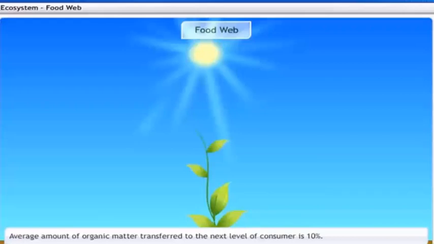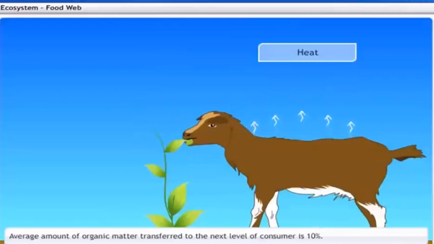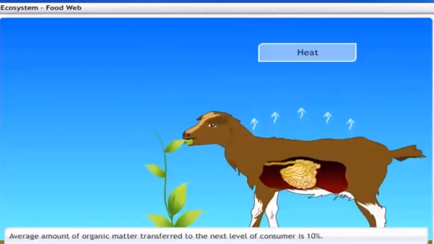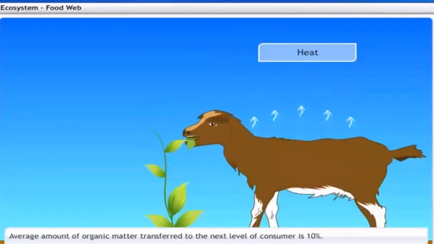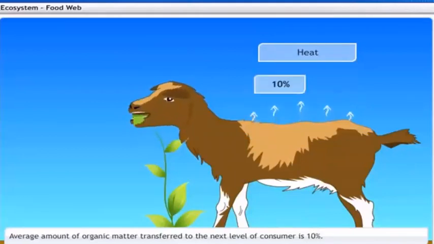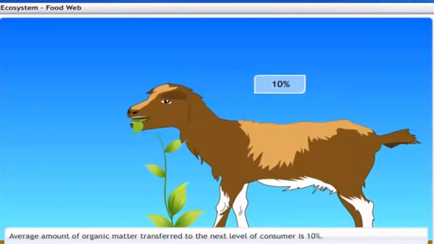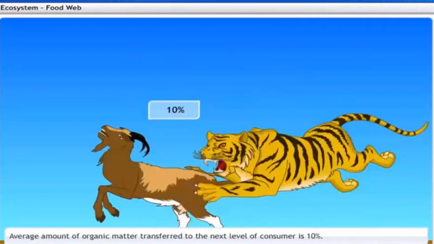When these green plants are eaten by primary consumers, a great deal of energy is lost as heat to the environment. Some amount goes into digestion and work, and the rest goes towards growth and reproduction. An average of 10% of the food eaten is turned into its own body and made available for the next level of consumers. Therefore, 10% can be taken as the average value for the amount of organic matter that reaches the next level of consumers.